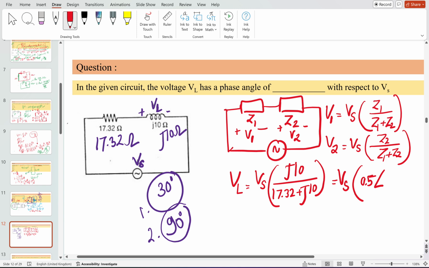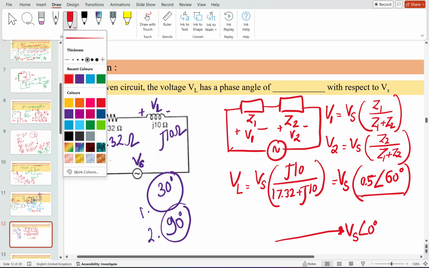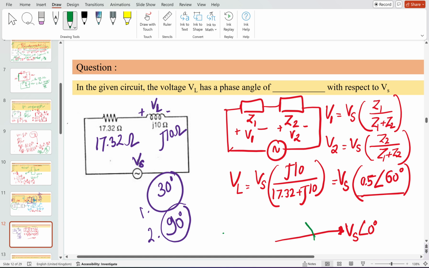The angle is coming 60 degree. If you take Vs as a reference, suppose I'm taking Vs as the angle of 0 degree, then the value of VL will come out to be 60 degree leading. So this will be 60 degree and its magnitude will be 0.5 times of Vs. Getting my point? So VL will be actually leading the Vs by 60 degree.